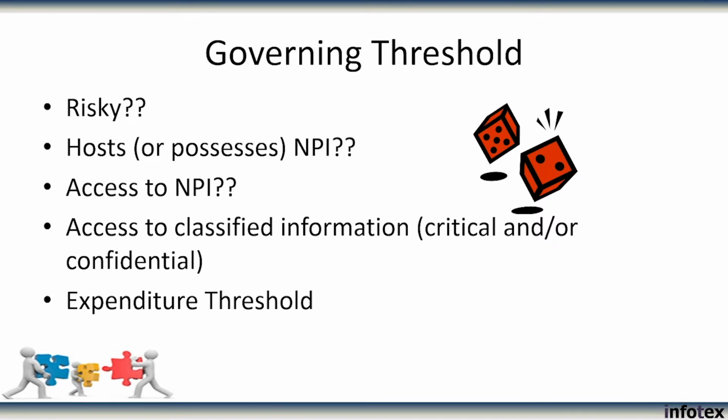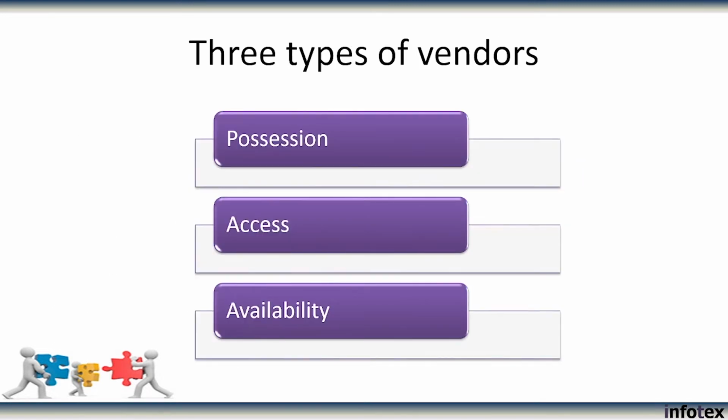If we're spending a large amount of money with a vendor, we want the due diligence process to show it was a financially responsible decision that does not leave us open to unacceptable or unknown risks. These questions are used to fit vendors into 3 groups, excluding the expenditure threshold, as that should be automatically triggered by that set threshold. There are then 3 types of vendors: those with possession of information, those with access to information, and those with availability concerns.